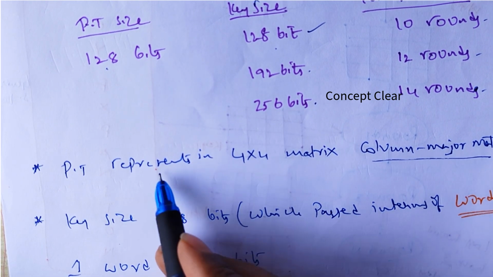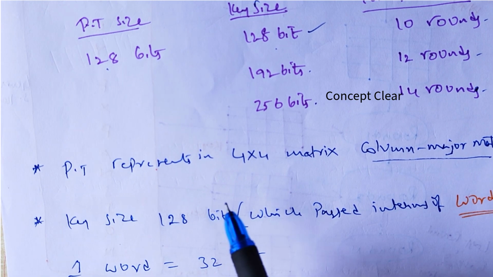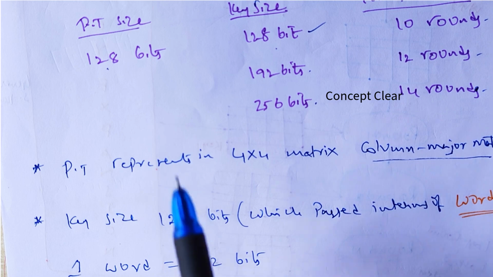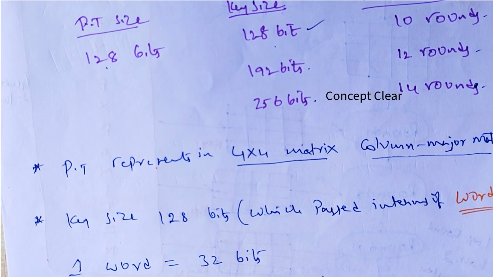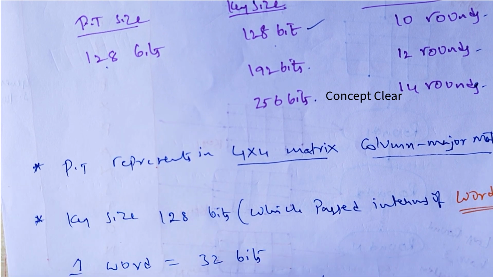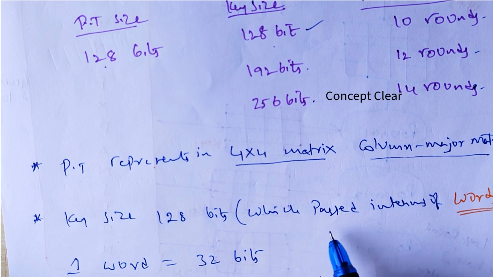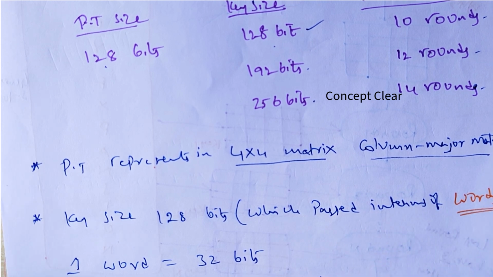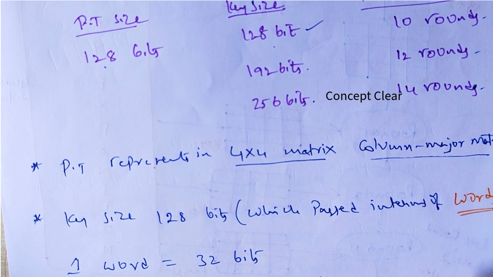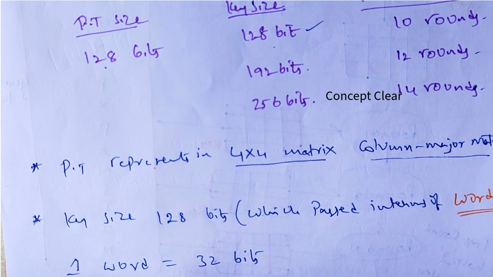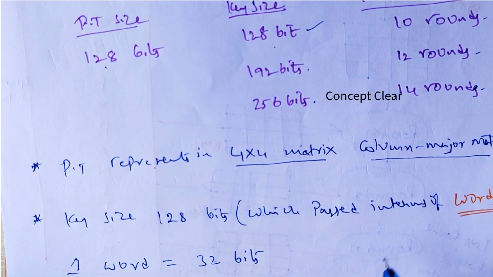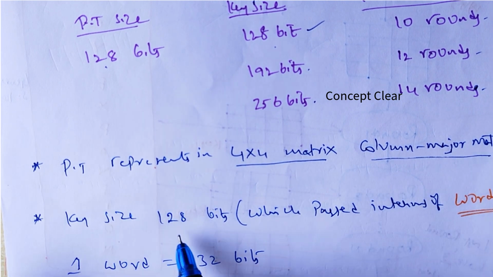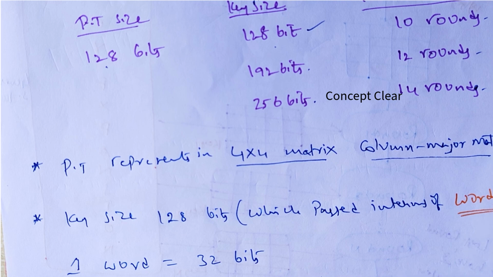Next, here the plain text is represented as a 4 into 4 column major matrix. The main thing is that the AES algorithm represents data in the form of a 4 into 4 matrix. Here the key size is 128 bits, which is passed in terms of words. The 128 bits will be considered in the form of words.